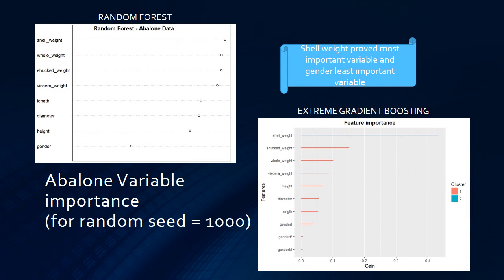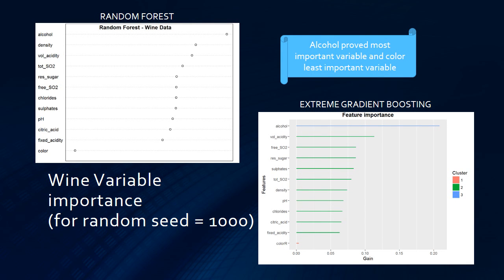Now, when looking at the variable importance, both algorithms appear to show quite similar results. For the abalone dataset, the weight-like variables appear to be most important in predicting the dependent variable, ring count. This was followed by the dimension-like variables and then followed lastly by the gender variable. For the wine dataset, there was no obvious clustering pattern. However, alcohol proved to be the most important variable in predicting the dependent variable, wine quality, whereas wine color was the least important variable. Again, note that this was for the random seed of 1000.